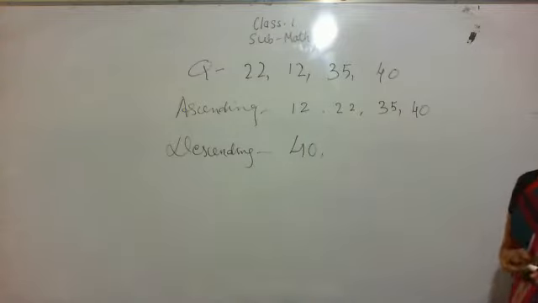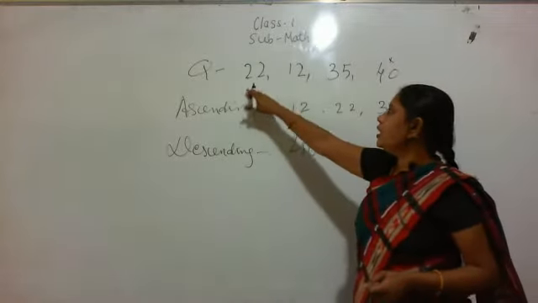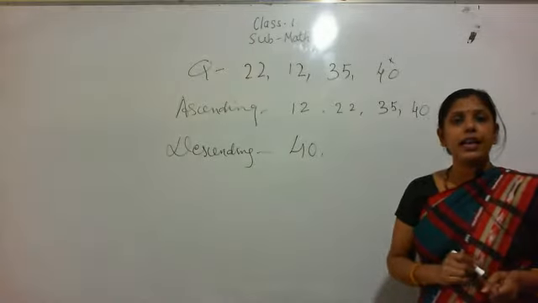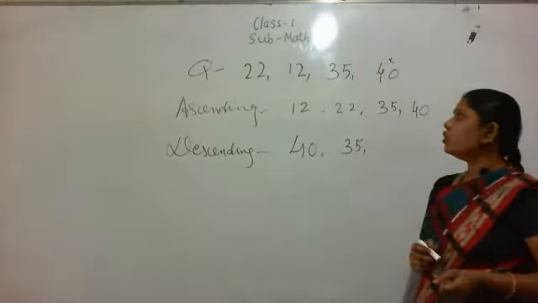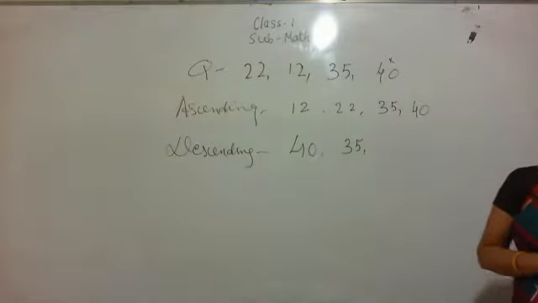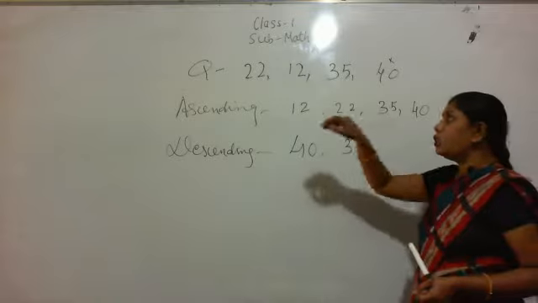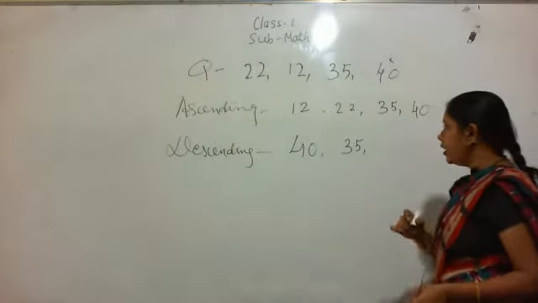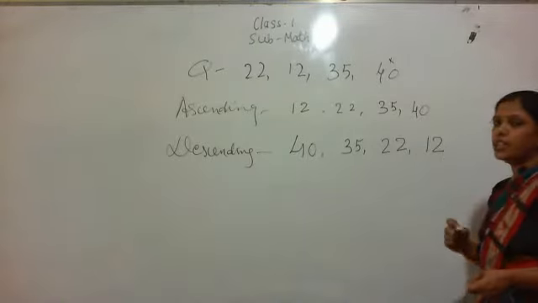Now the next larger number will be among 22, 12 and 35. So the next larger number will be 35. Very good. Now identify the next larger number. How many numbers remain? Only 2, 22 and 12. Which is the largest number? 22, and the last number, the smallest, is 12.